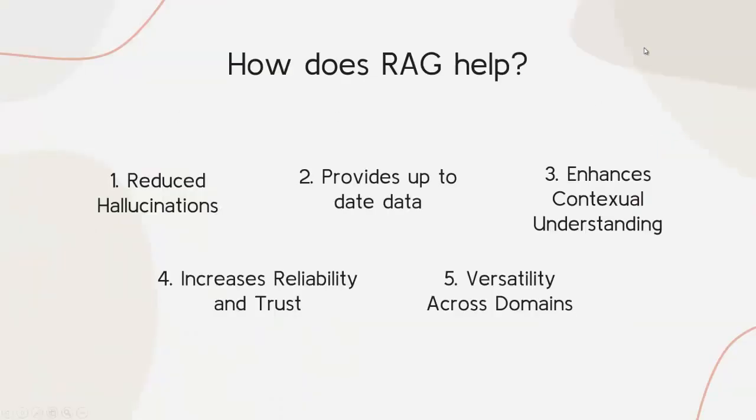Now, what problems does RAG help in solving? First, it reduces hallucination. Second, it provides up-to-date data. Third, it enhances contextual understanding. And in doing all this, it increases the reliability and trust in the model from the user. And the last point is versatility over domains. RAG can be used over various domains ranging from healthcare to education.